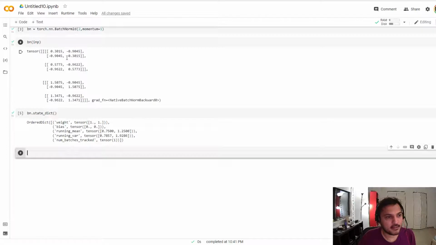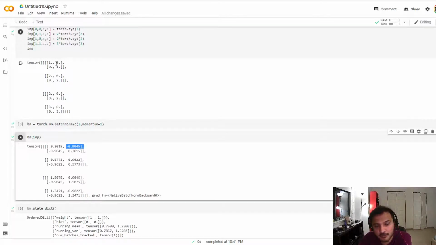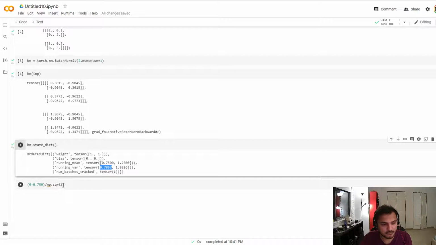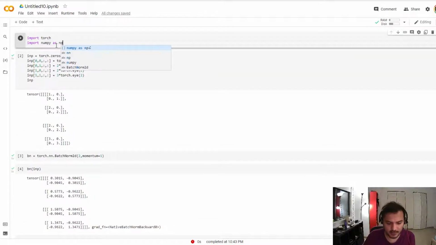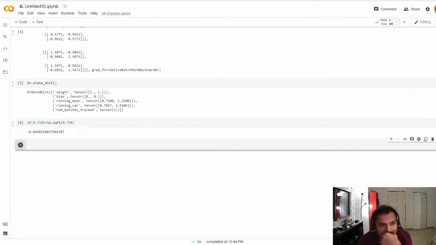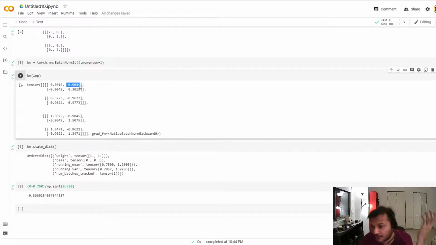Let's jump in. We will try to reproduce this particular value. The original x is 0, so I get 0 minus mean. The mean for the first channel is 0.75, and then I need to divide this by the square root of the variance, which is this particular thing. I should do import numpy as np. And then this should work. So I get negative 8.66. Huh. Which is not equal to negative 9045. So what's going on here?